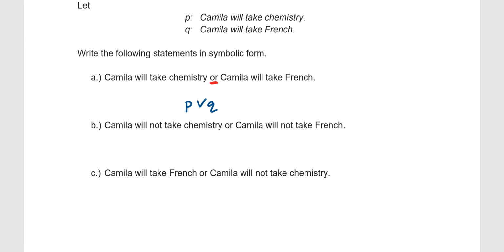So let's see the next one here. Camilla will not take chemistry. So we see a negation. Or, we see the disjunction. Camilla will not take French. Okay, so we have two negations and the disjunction. It's going to be she will not take chemistry, so the negation of P, disjunction, and not take French. That's going to be the negation on Q as well.